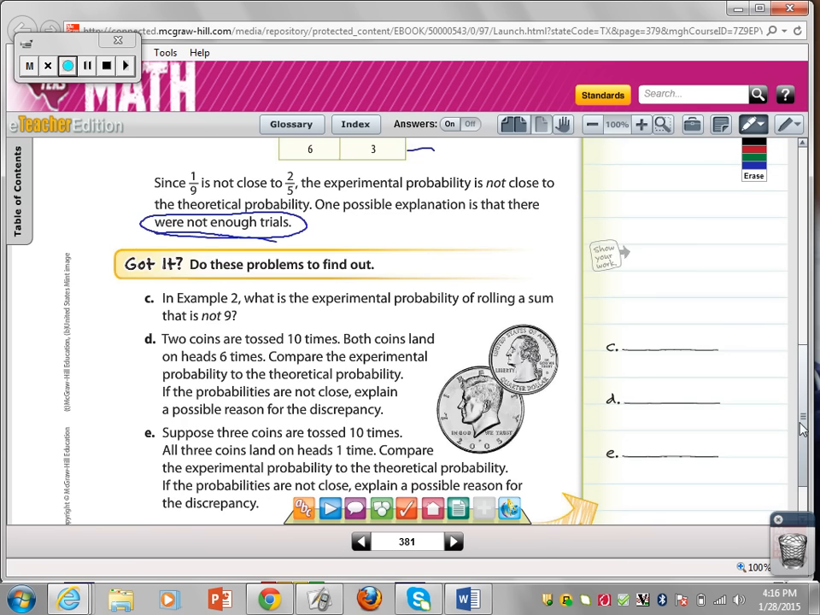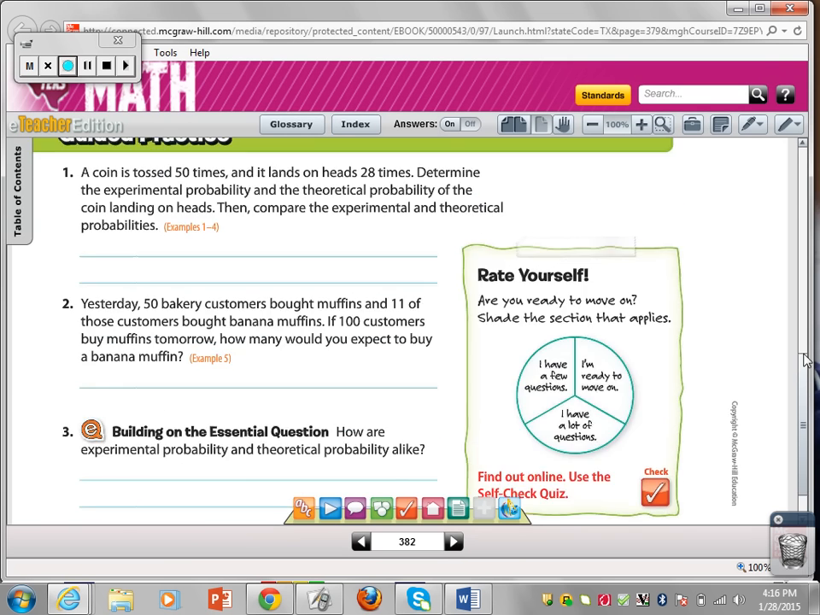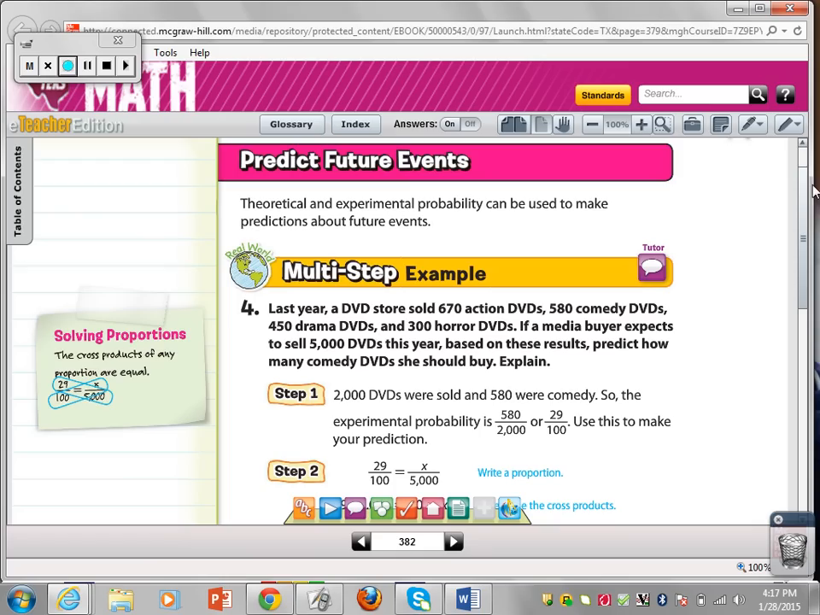All right? So let's go ahead and go to page 382. Last example here so you guys can understand. Now, here's where it gets a little more complicated. Predicting future events. Theoretical and experimental probability can be used to make predictions about future events.